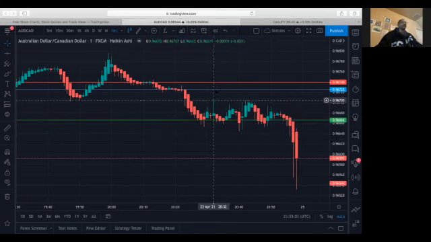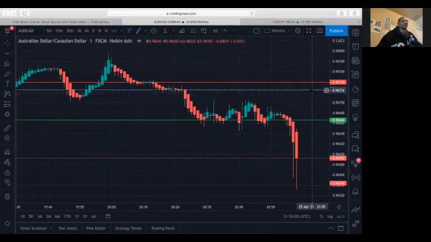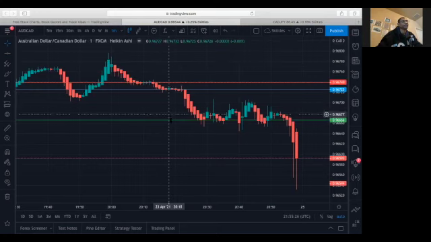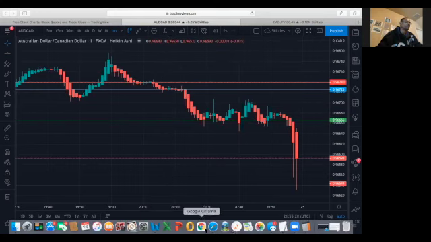Okay, now, as I said before, your entry point will be 0.96725. Stop loss will be 0.96740. And your take profit 0.96666. Always remember, on a sell, your stop loss is above your entry and the take profit is below. Now let's go to the actual calculation.